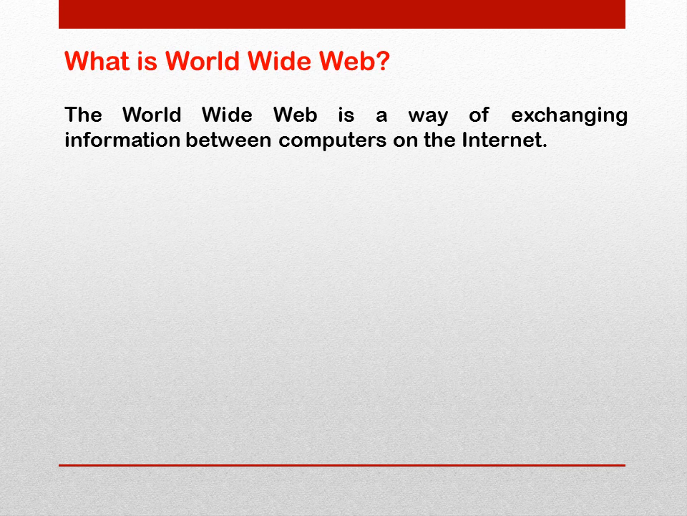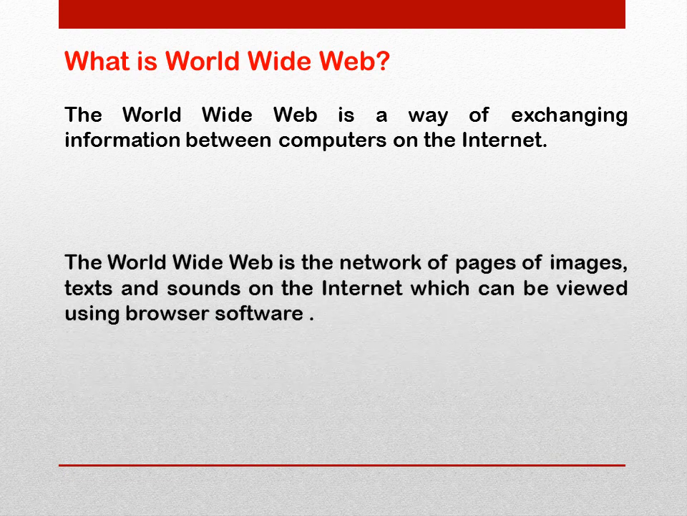So World Wide Web is a way of exchanging information between computers on the internet. Whenever you go to a cyber cafe or open your laptop, palmtop or desktop, you are always typing www. So today I will tell what it is all about: exchanging information between computers on the internet.